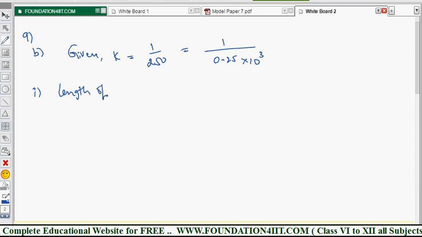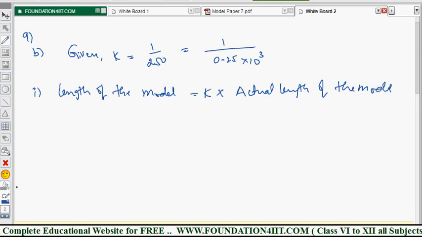So length of the model, length means there is only k into actual length of the model. Now if you apply for this, so length of the model is 1.2 is given into k. So k is 1 by 0.25 into 10 power 3 into actual length of the ship.